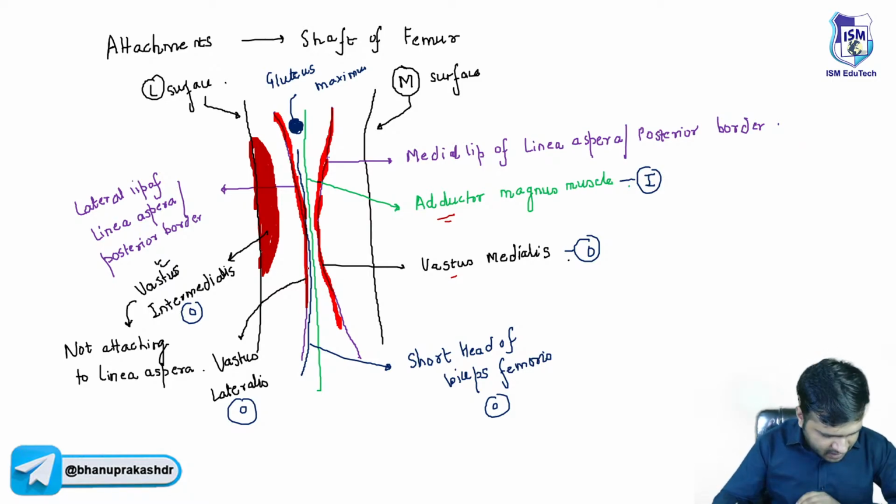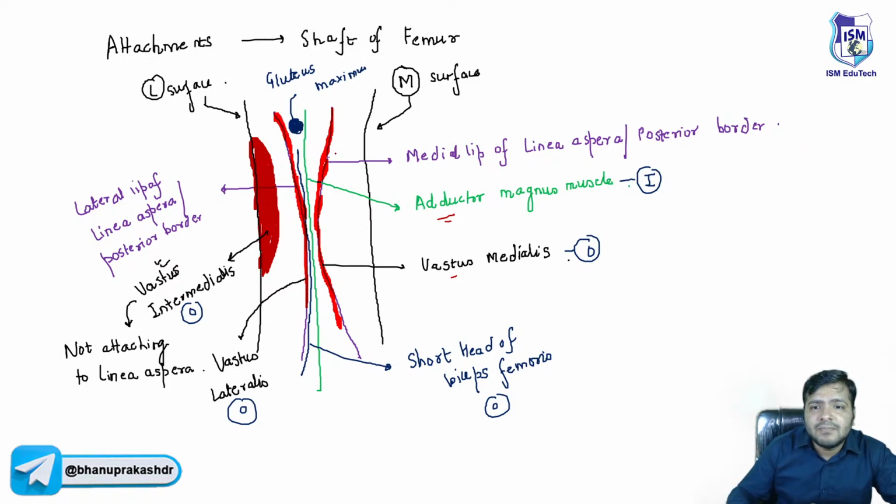Now, beta, between the adductor magnus muscle and the medial lip, basically we have two more muscles that you have to remember. We have two more muscles.